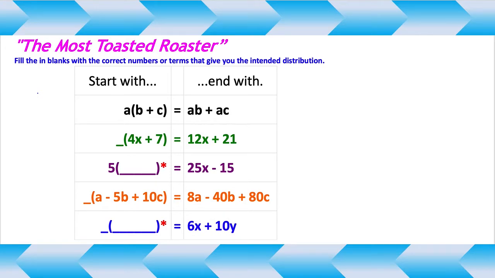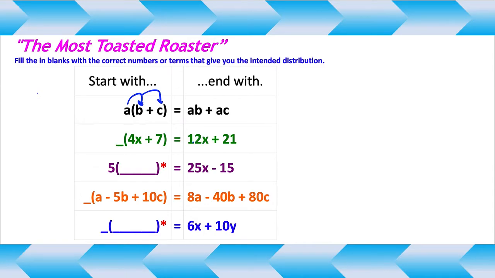Students, let's do the most toasted roaster. What we're doing here is filling in the blanks with the correct numbers or terms that give you the intended distribution. So we're doing the distributive property. We're taking A times B and A times C, and we end up with A times B plus A times C. We're reversing that. So we're trying to figure out what happened to get to the end result.